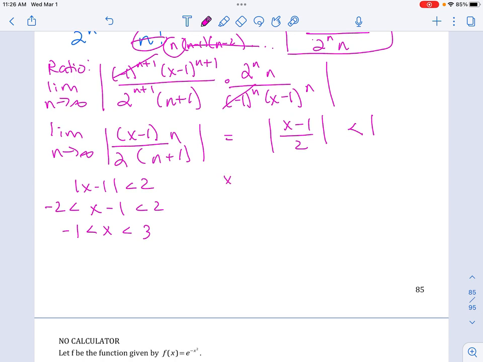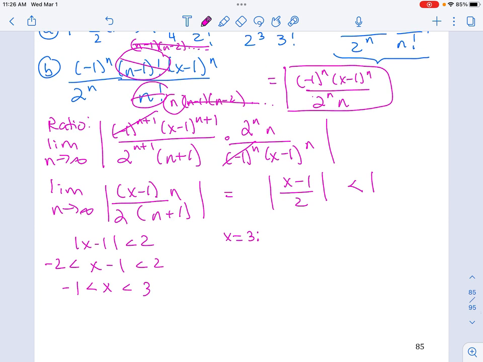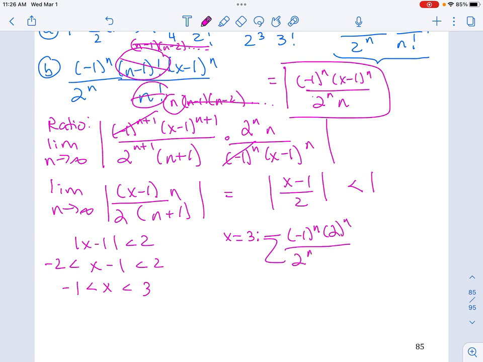So I'm going to check x equals 3 first, and we're going to take that and plug it back into the original general term. So if I do that, this is what I end up with. I'm plugging it in here. So I still have the (−1)^n. I end up with 2^n over 2^n, and these drop out. So really, this is what I end up with.